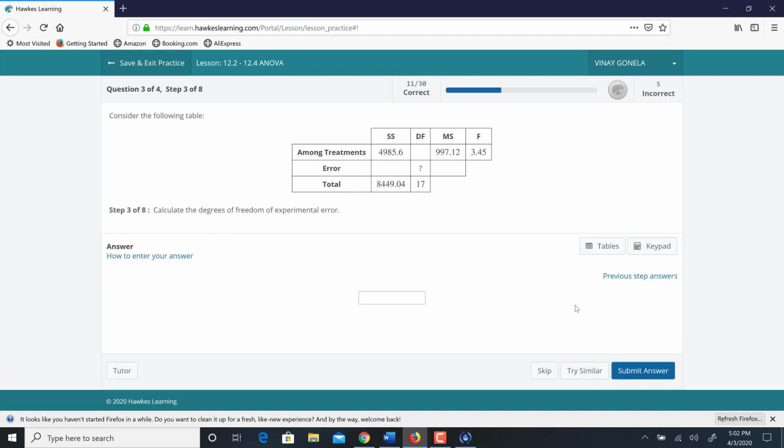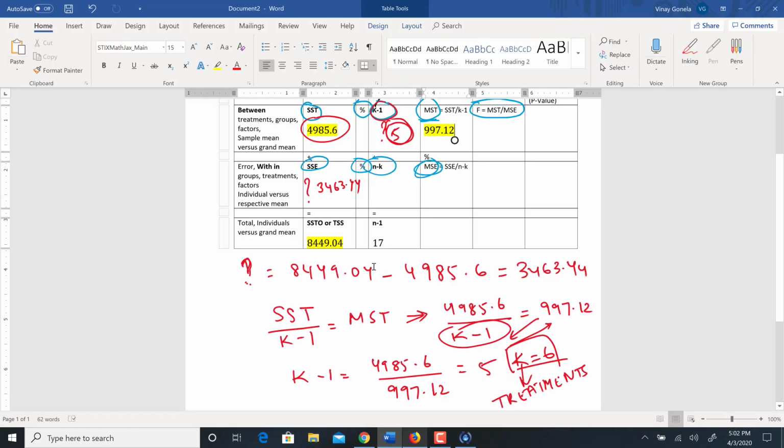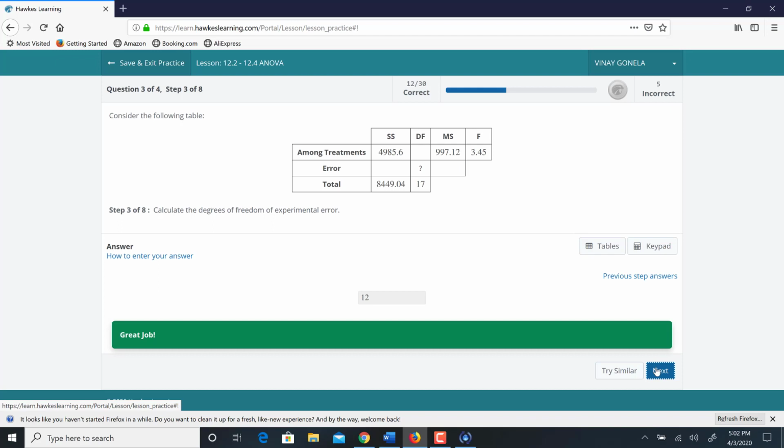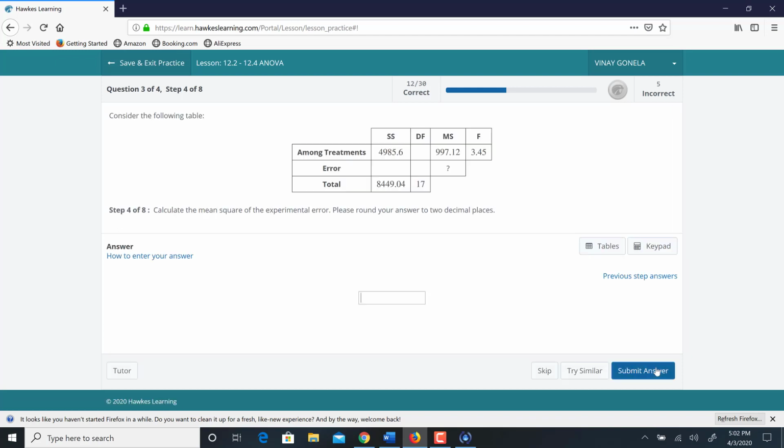And then the degree of freedom of experimental error. So if this is 17 and I know this is 5, this should be 17 minus 5, which is 12. So here this is 12. So I will put 12, and then calculate the mean square experimental error.